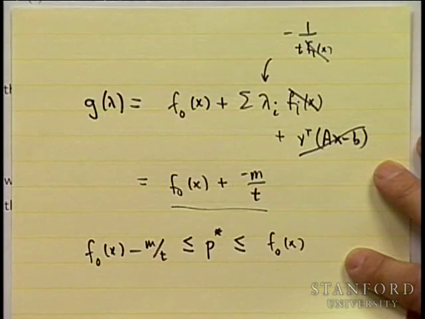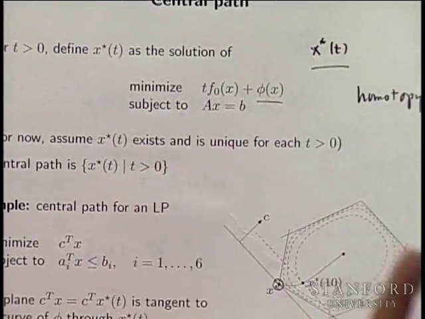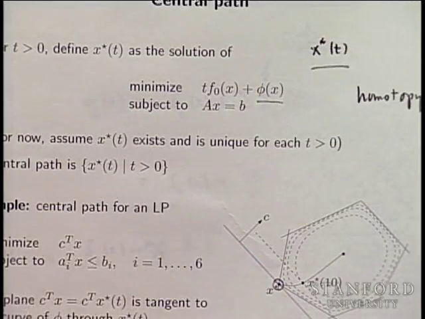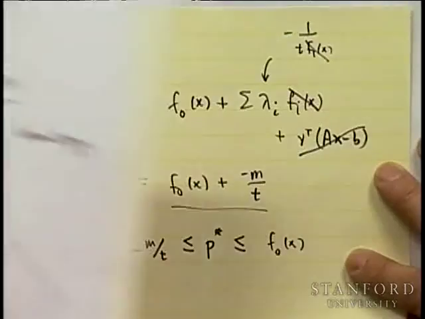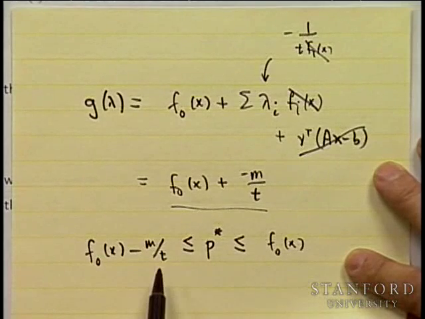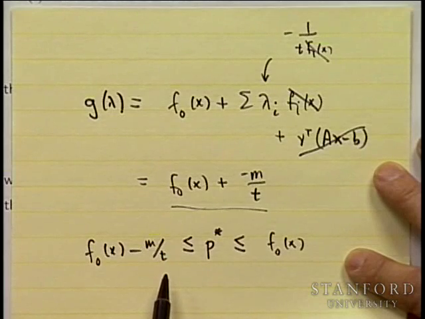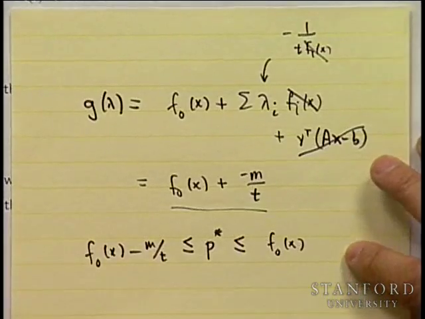Well, it's beautiful. You know what that says? It says that if you minimize this function here, which is a completely smooth function, so that's Newton's method here, if you minimize this, the solution will be no more than m over t suboptimal for the original problem. Okay? So now you have the hard proof that, in fact, as t goes to infinity, you actually compute an optimal point.